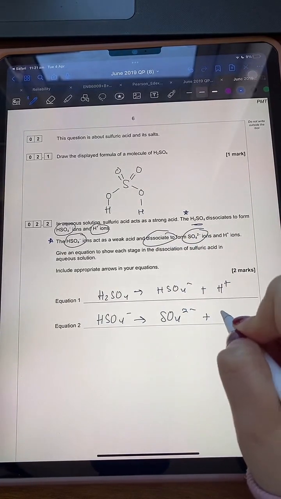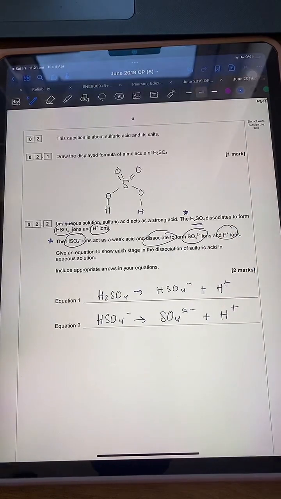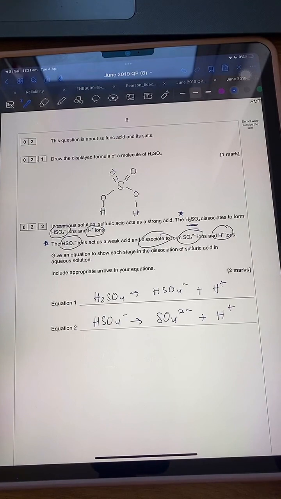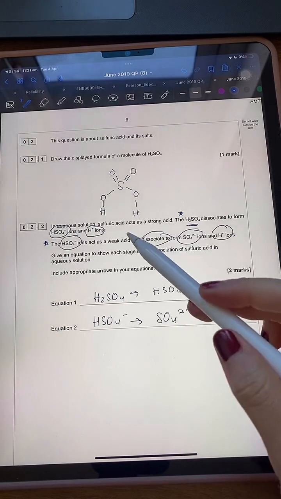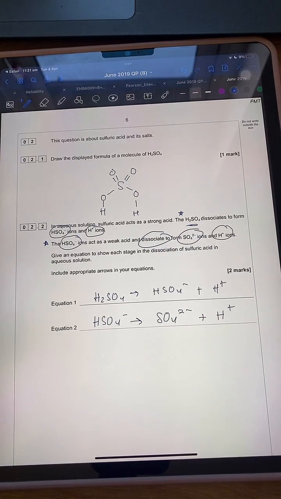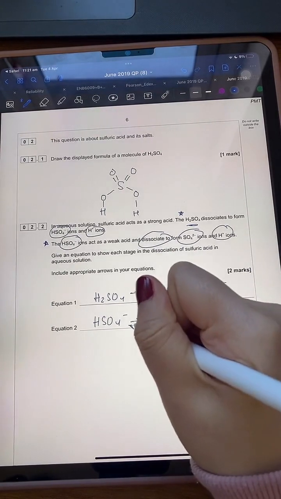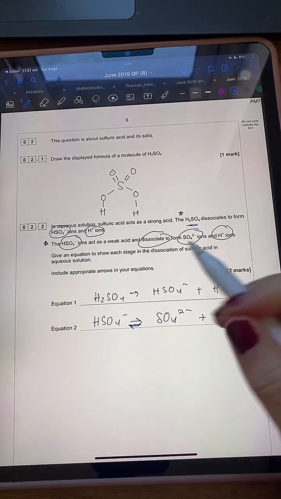Simple, isn't it? You're just using literally what they said and translating it. Yes, dissociation should be reversible. That's right. The first one you can keep as a forward reaction because this one's not reversible. Only this one is reversible.